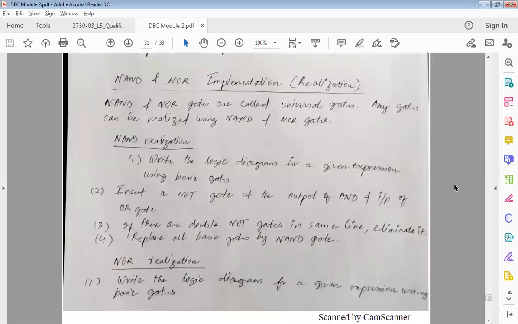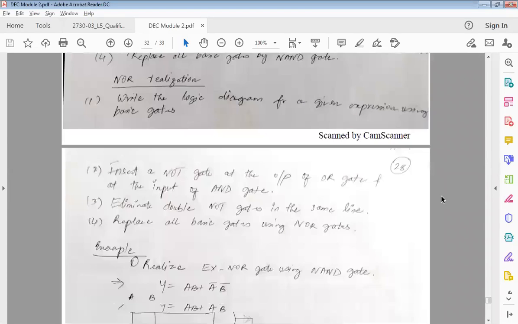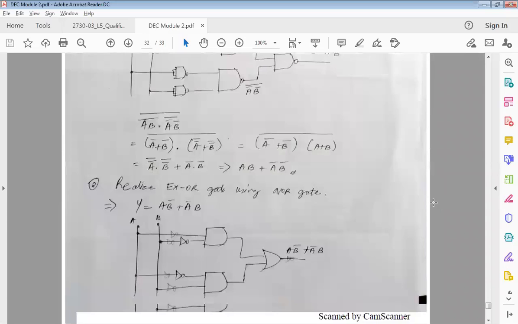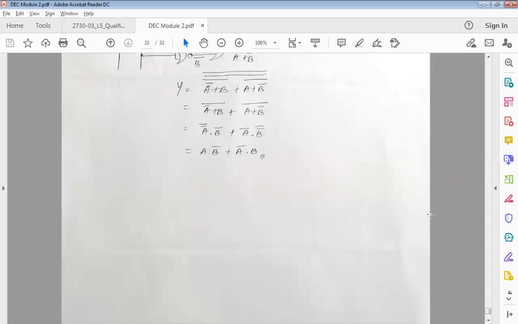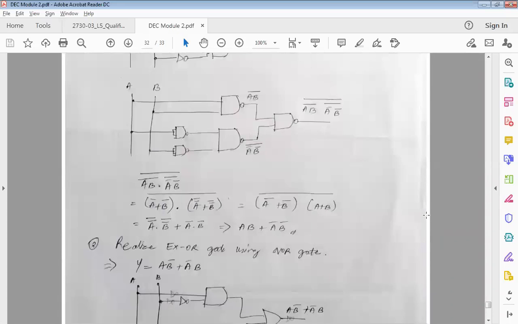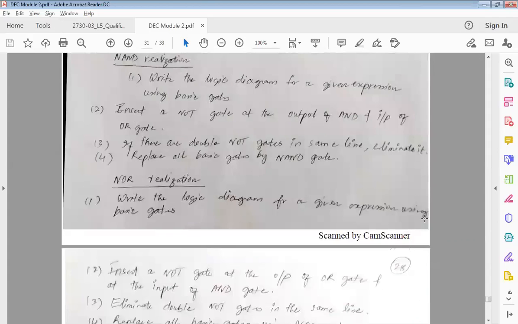So next was your NAND and NOR implementation. Of course, we have discussed these concepts in my previous classes. Okay, so we are left out with one more topic, which is MUX implementation. Okay, so we will be doing that in the next session.